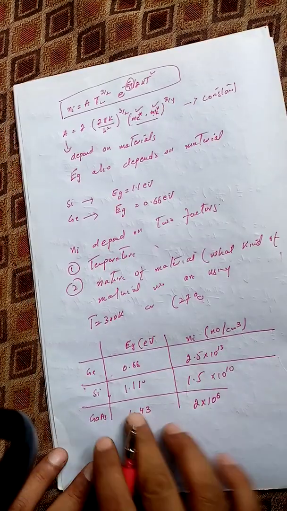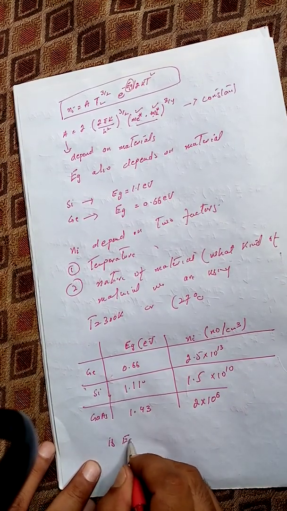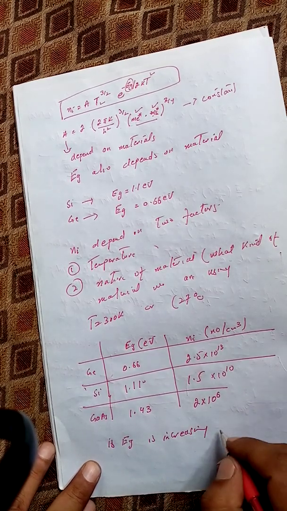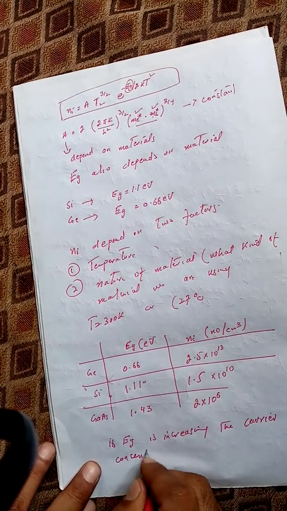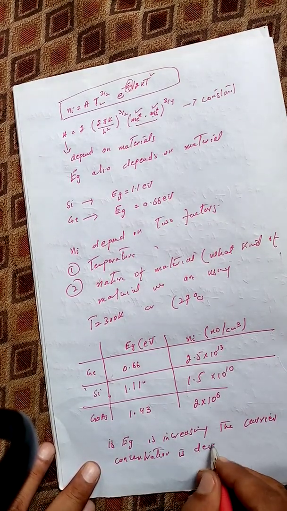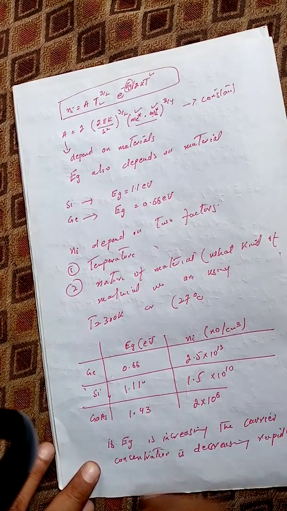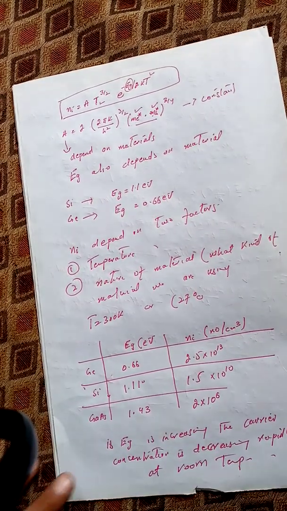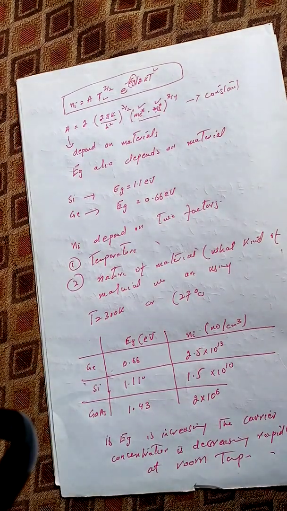Now from this table we can say that if Eg is increasing, the carrier concentration is decreasing rapidly at room temperature. So this is all about intrinsic carrier concentration. Thank you.